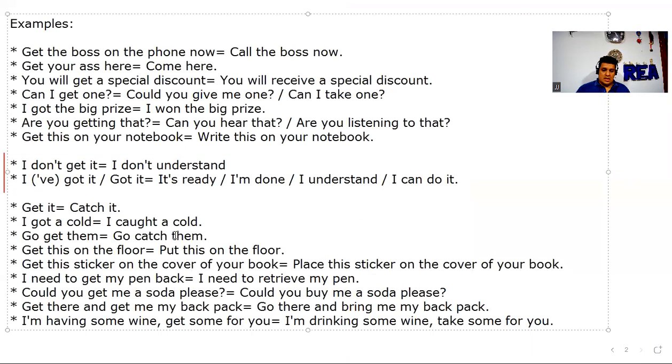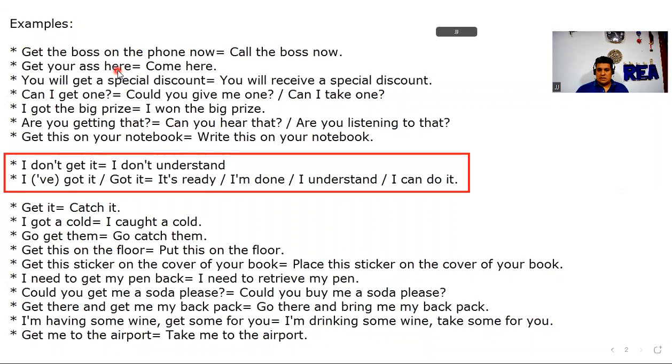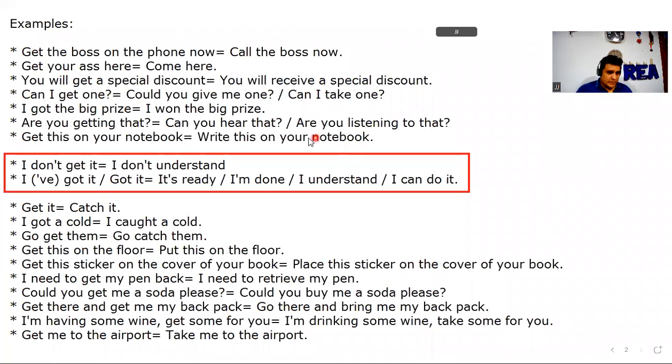Okay, and for example, I want to type one more: get me to the airport. So as you can see, my friends, I have many examples here where I'm just typing this really quick. It just crossed my mind, actually. Well, so let's keep going. I tried to type one example for each of the meanings, which are right here. For example, the first one is get the boss on the phone now, which is something like call the boss now. Some people might say, okay, this is incorrect.